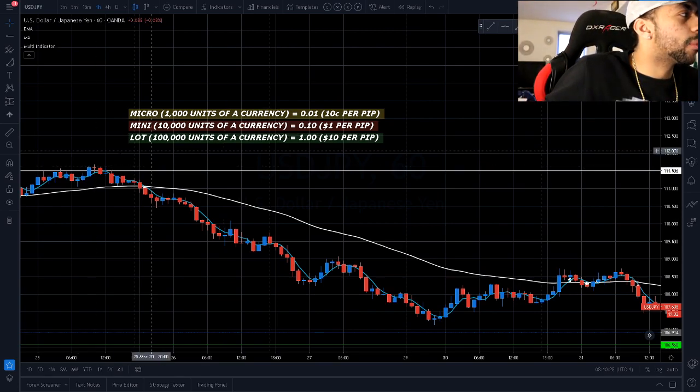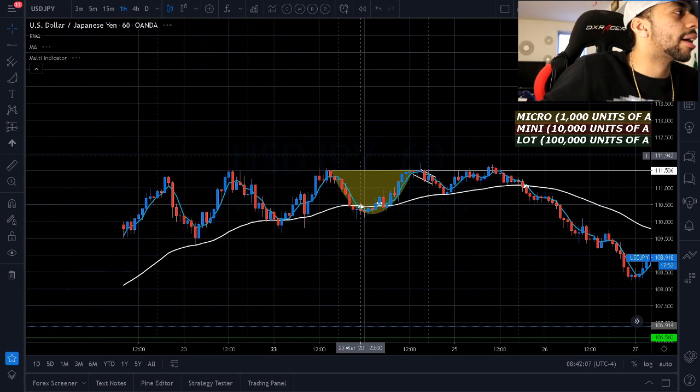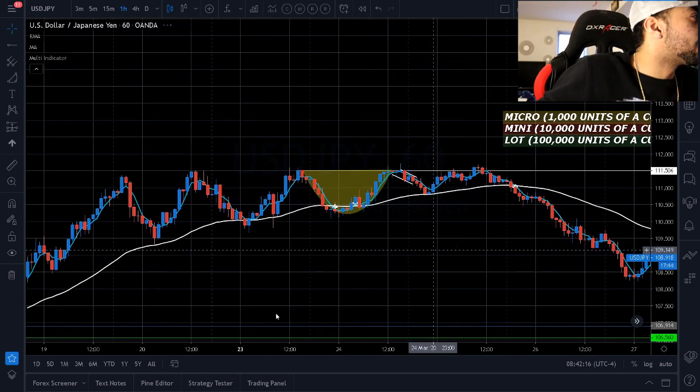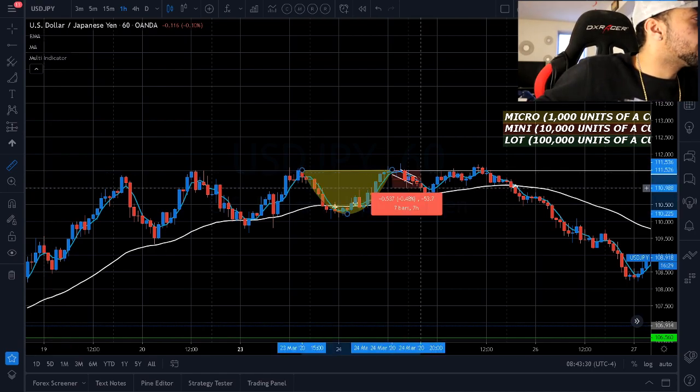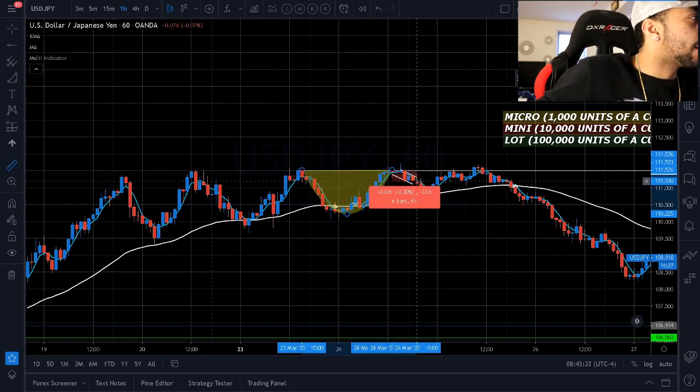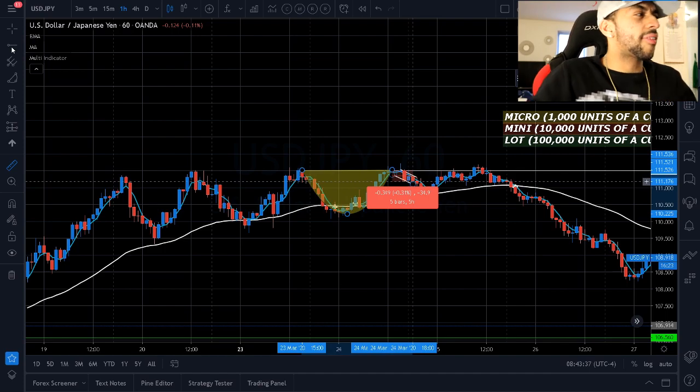For example, let's look at this little strategy that I was using right here. This is the measuring tool, so you can actually measure your trade move. So from this green line, which was initially my entry, down to, let's just say, down to here. This was 35 pips. From up here to down here, that was 35 pips.